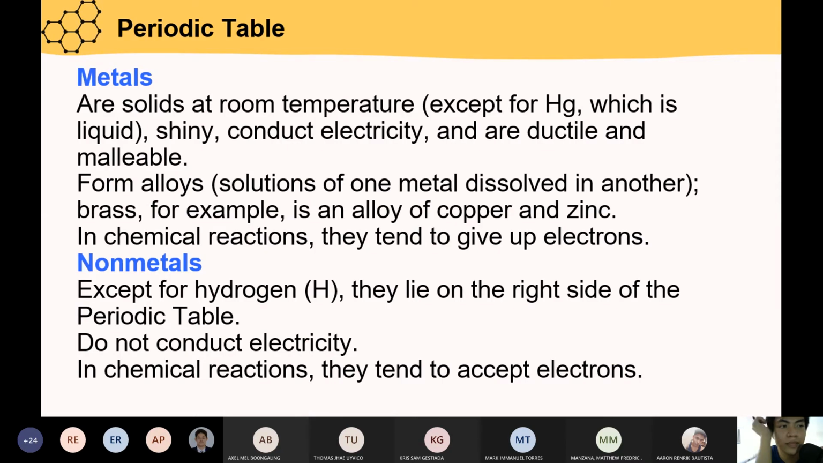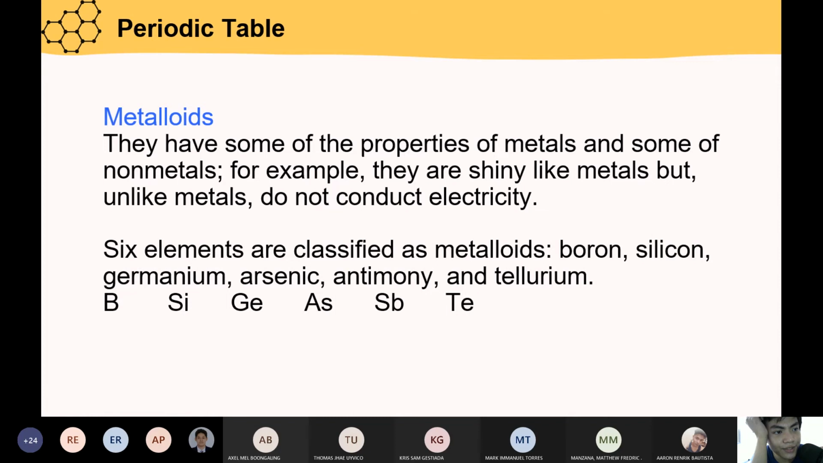Okay? So, again, metals are shiny, they are conductive, and they are somehow magnetic. Okay? But not all. Non-metals, sila yung mga hindi nagko-conduct ng electricity. And their chemical reactivity usually, ang ginagawa nila is that they accept electrons. Metalloids, ano ginagawa nila? For metalloids, sila ay may mixture of metal and non-metallic property. They somehow conduct electricity. Pwede rin namang hindi. Depende sa situation. Okay. And some of the metalloids are listed here.